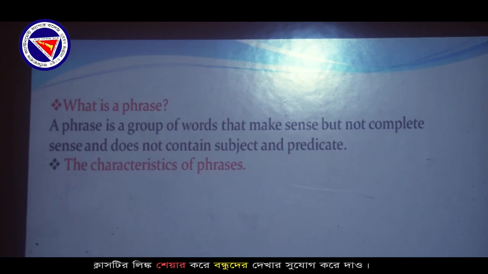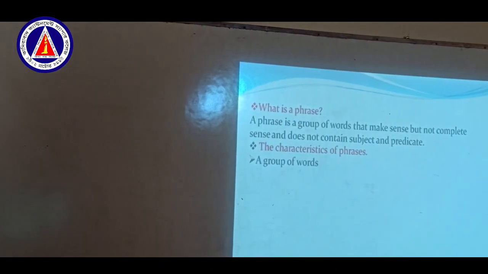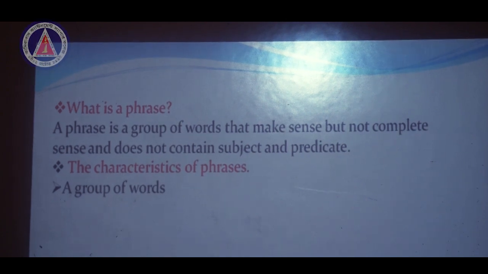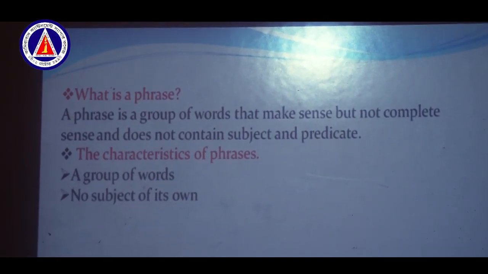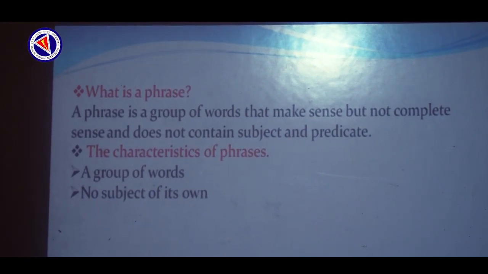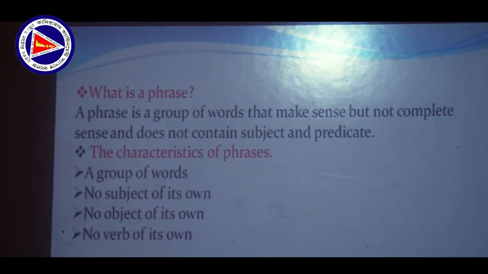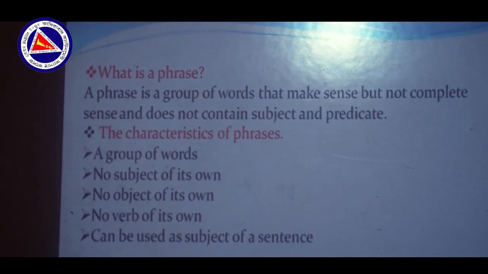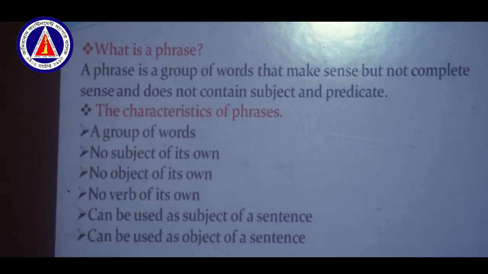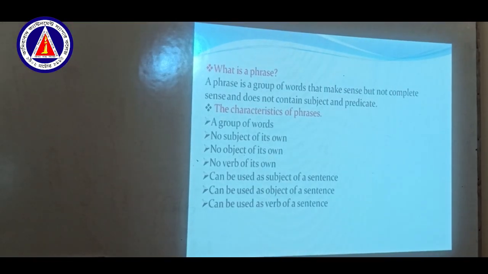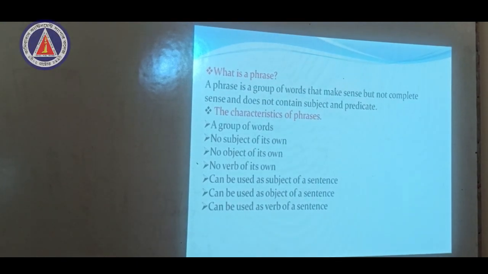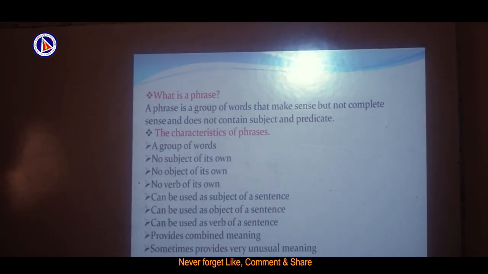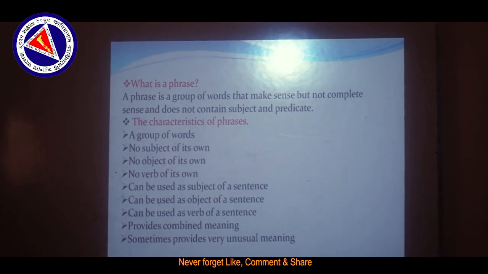So there are the characteristics of phrases. First, a phrase is the combination of a group of words. Remember, it's not a single word, rather it's a group of words. In a phrase, there is no subject of its own, no object of its own, no verb of its own. Again, it can be used as a subject of a sentence, as an object of a sentence, and as a verb of a sentence. And a phrase provides us the combined meaning. Finally, it sometimes provides us a very unusual meaning.